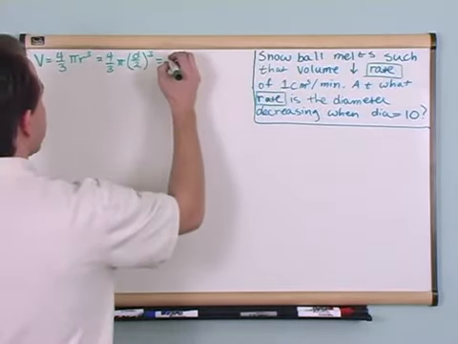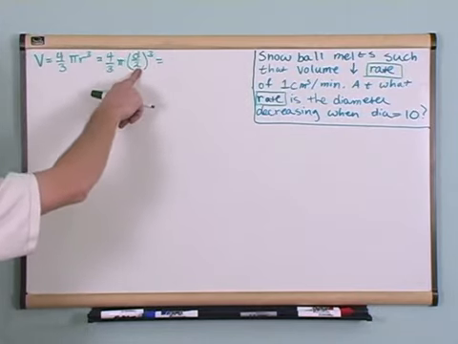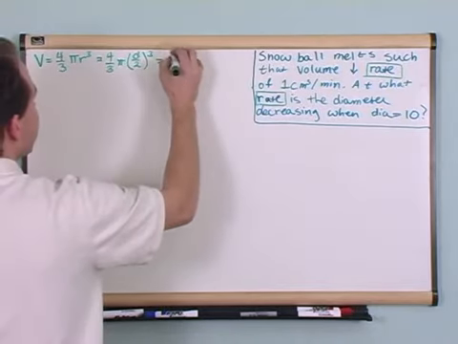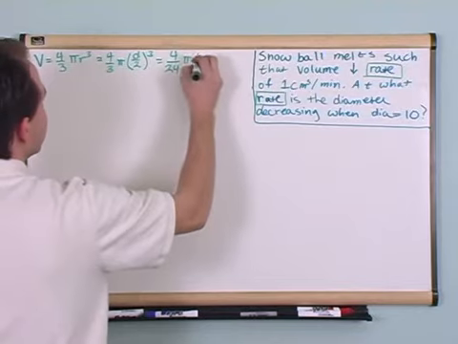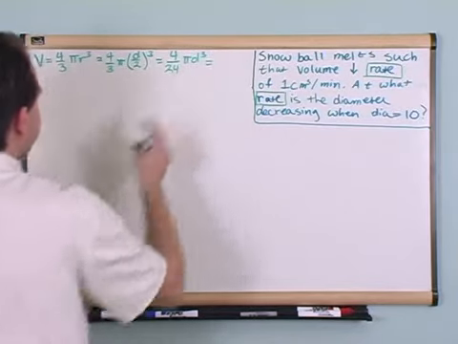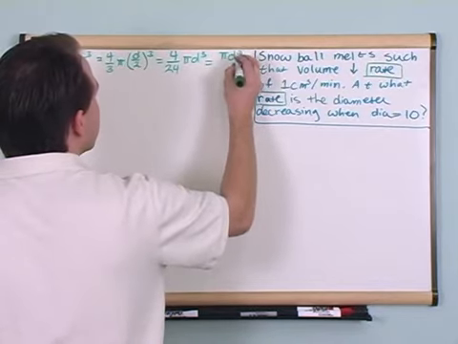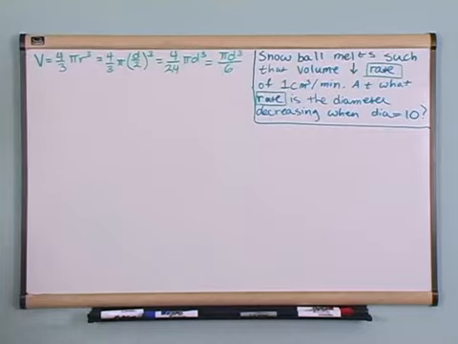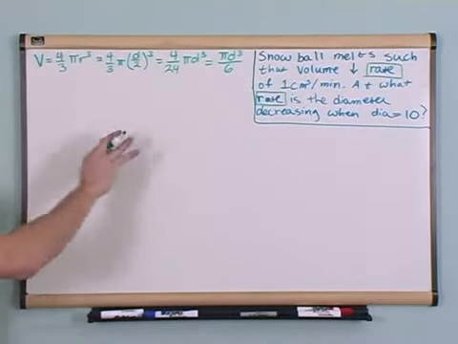So in the end, you have a d cubed and a 2 cubed, and this will give you an 8, and 8 times 3 is 24. So what you'll have is 4/24 pi d cubed, and then when you simplify this further, what you'll have is pi d cubed over 6.